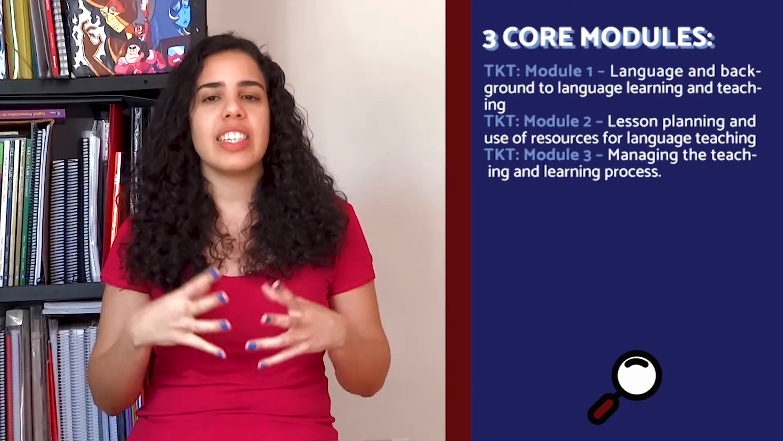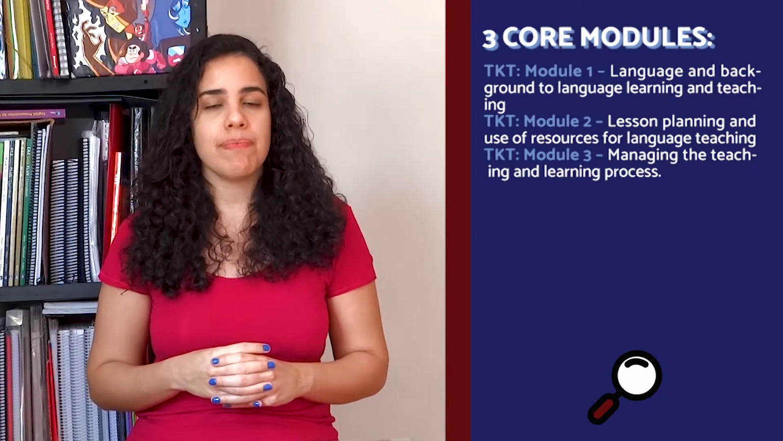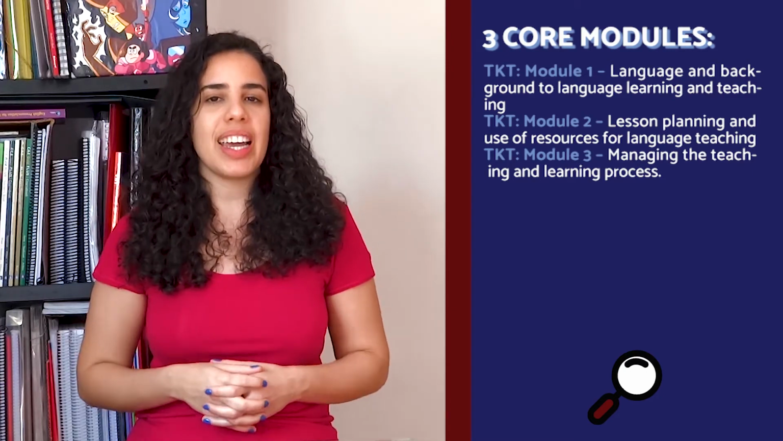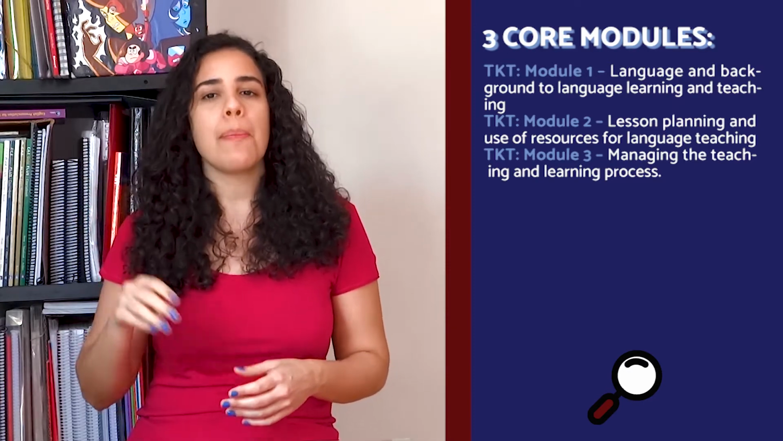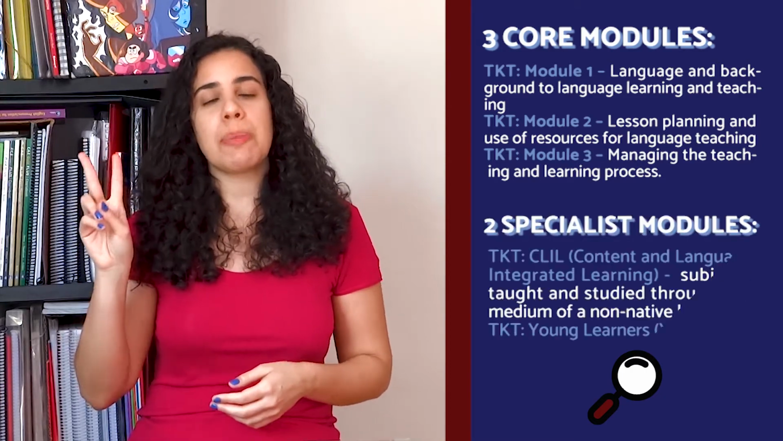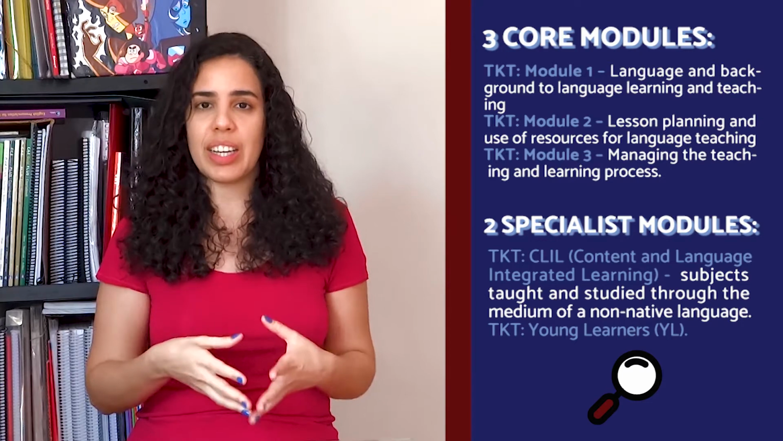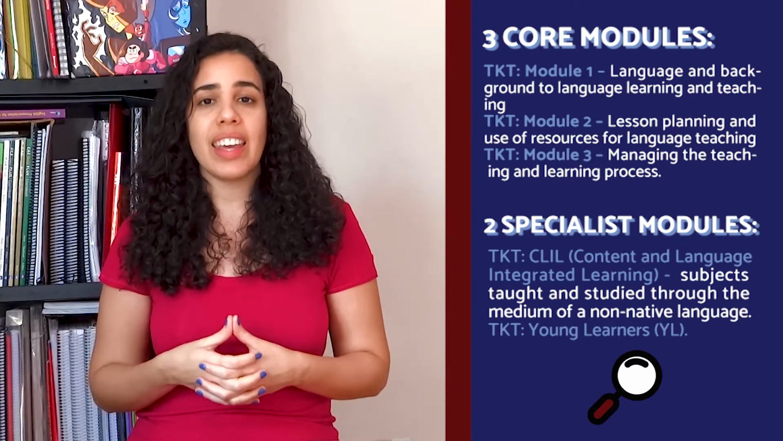The TKT is divided into 3 core modules: the TKT Module 1, Language and Background to Language Learning and Teaching, TKT Module 2, Lesson Planning and Use of Resources for Language Teaching, and TKT Module 3, Managing the Teaching and Learning Process. And there are also 2 specialist modules, the TKT CLIL, Content and Language Integrated Learning, and the TKT YL, the Young Learners. So, in this video, I'm going to talk specifically about the TKT Young Learners.